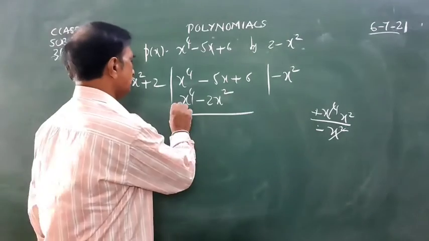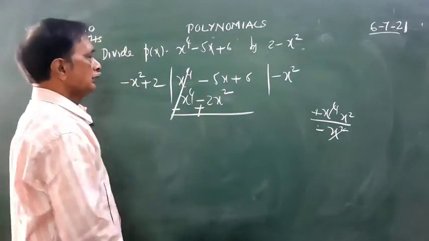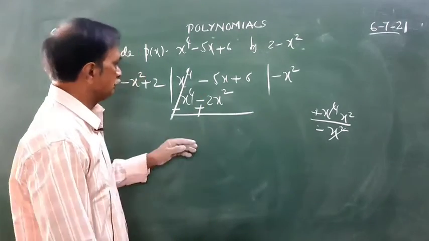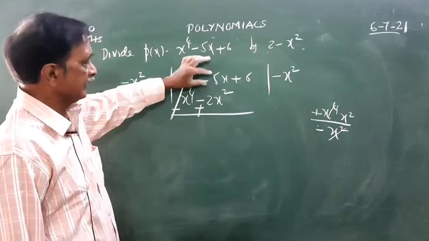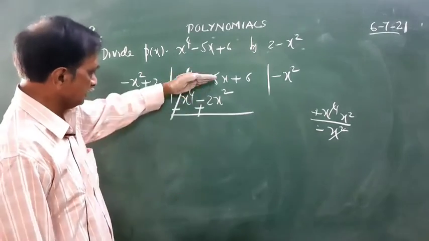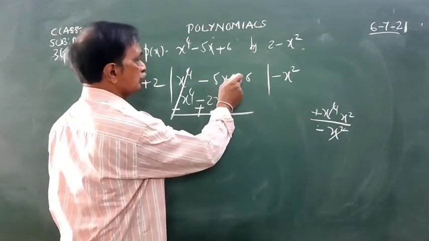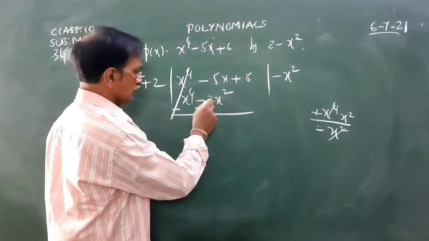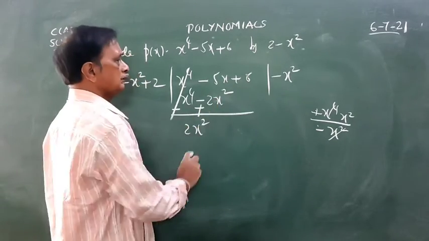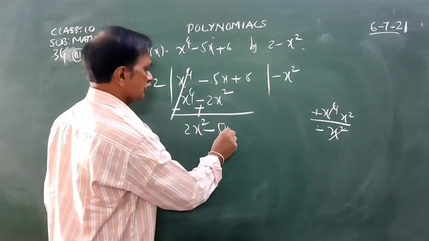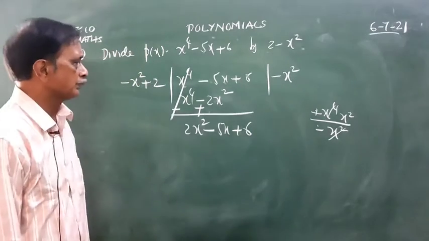Subtract. Minus plus. In the previous case also, even though we don't find any like terms, we subtract it. Here, what is the difference? First of all, among these three, what is the term which contains the highest degree? This one. Write this 2x square and minus 5x. Write the remaining term plus 6.